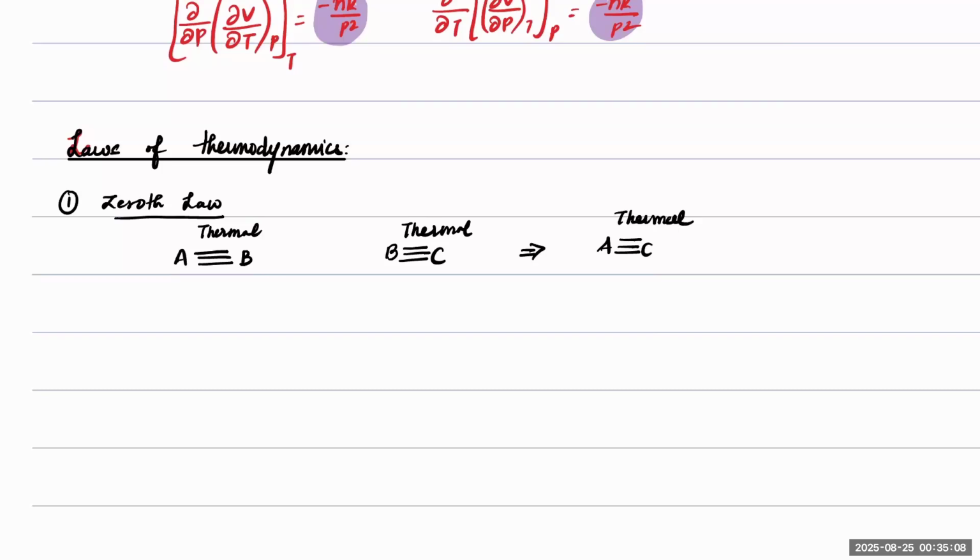This will be thermal equilibrium. Which means if the temperature of A and B becomes equal, and B and C becomes equal, we say that the temperature of A and C are equal. This is the transitive property, if you remember. So the transitive property of temperatures is what we call the zeroth law.